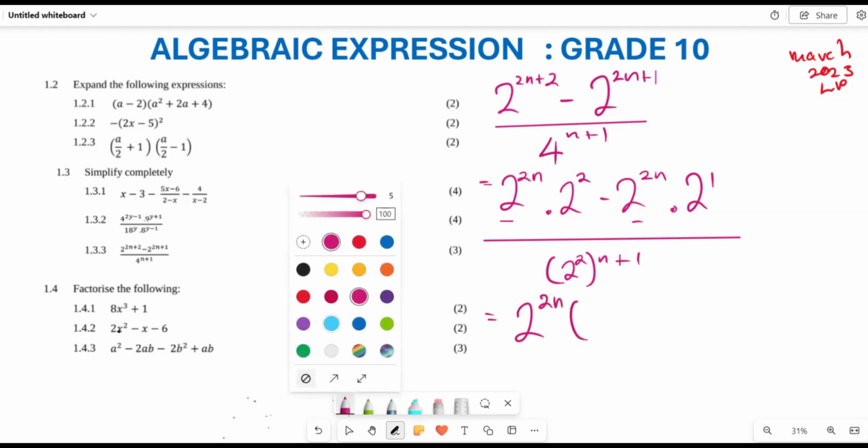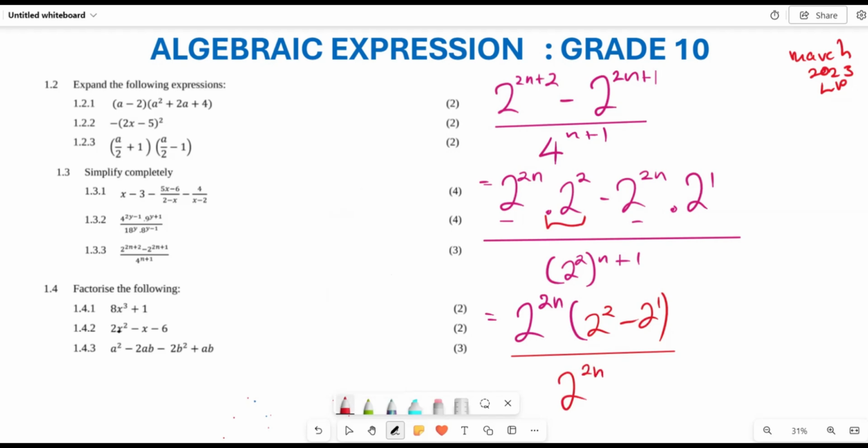Now that I've taken out the 2n, I am left with 2 to the power of 2, this is 2 squared, then minus 2 to the power of 1. This is going to be divided by 2 to the power of 2n multiplied by 2 to the power of 2. Once again, from here, these and these are going to cancel each other.